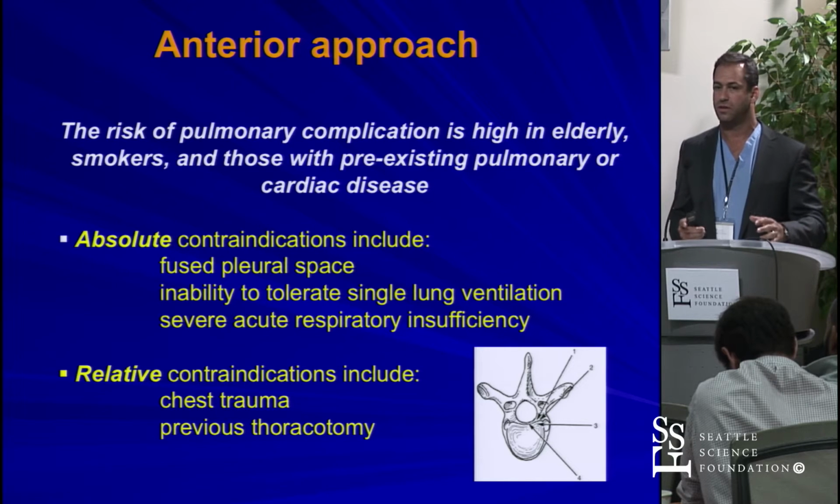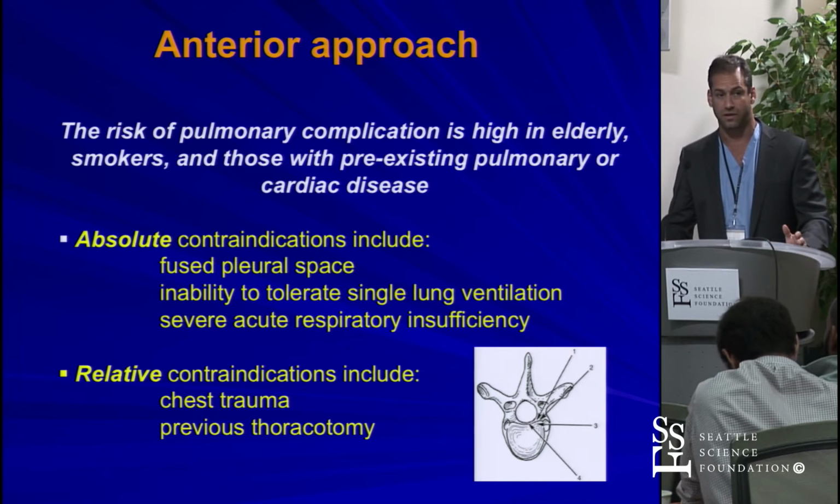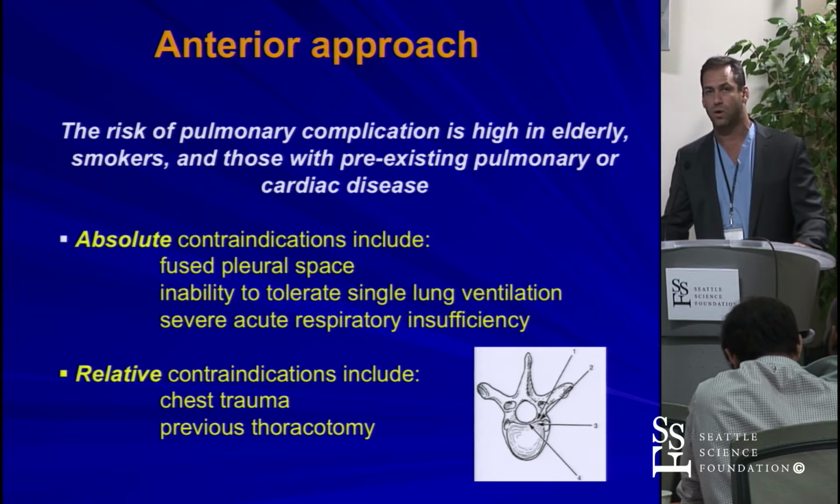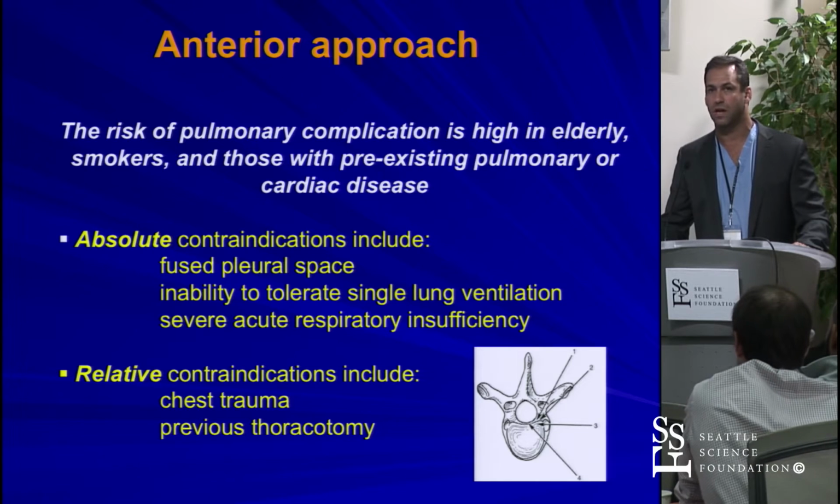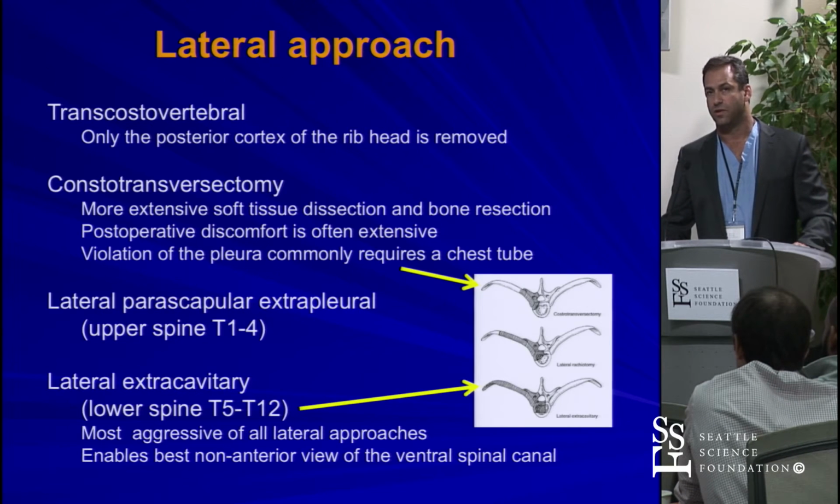And again, we'll talk about how certain procedures do not require single lung ventilation, as in one of the more modern approaches, including the MIS lateral access procedure, and we'll talk about that. Relative contraindications: chest trauma, previous thoracotomy. The lateral approach, and this is where we'll talk a little bit more. There are a couple of different approaches that you can take here.